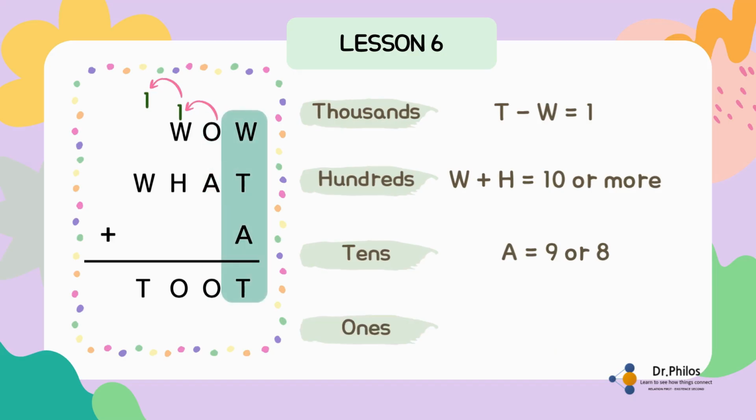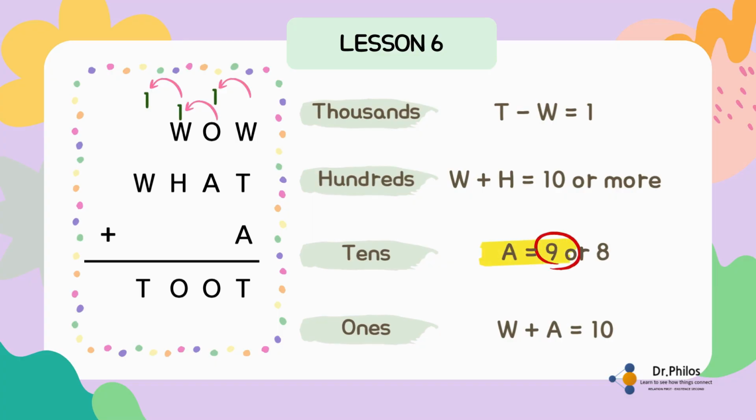But there are three numbers in the ones place. If you add three numbers, the carryover can be 1 or 2. If you add w and a in the ones place, it makes 10. Since the part t and the whole t in the ones place are the same, w plus a must be carried over. So, w plus a equals 10. Then, a equals 9, and w equals 1. T equals 2, and h equals 8.